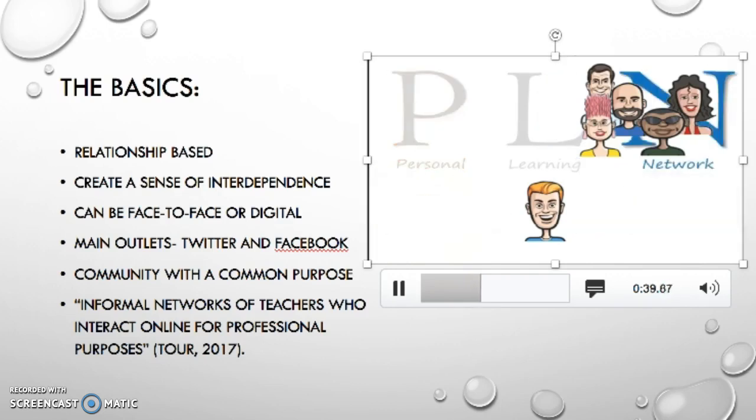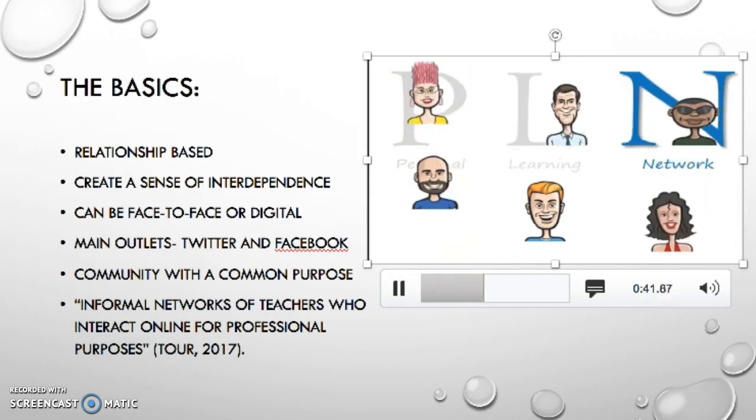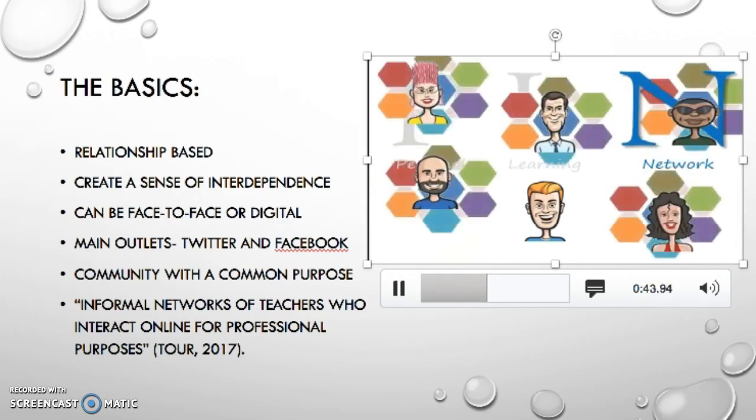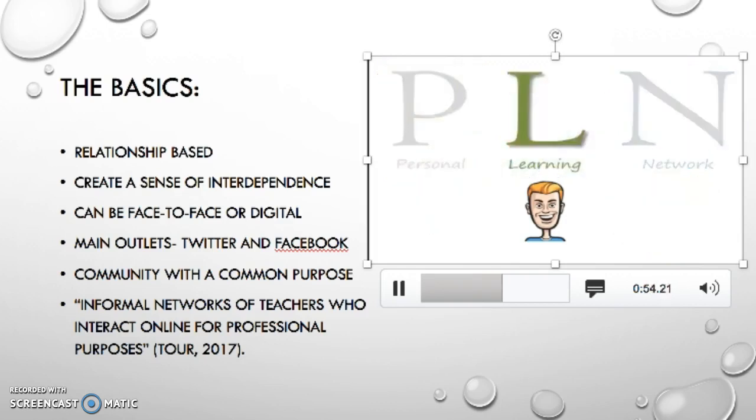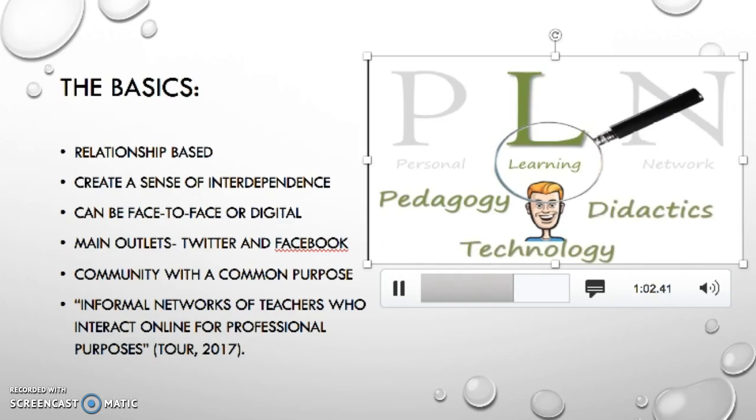It is a network because these people are in turn connected to other people and organizations that influence and enrich the interactions of your group through various collaboration tools, usually referred to as Web 2.0. It is focused on learning. For instance, the learning I'm focused on in my PLN is professional development and education. I follow people who have interest in pedagogy, didactics, and technology, and I offer them some of my thoughts on the matter in various forms.